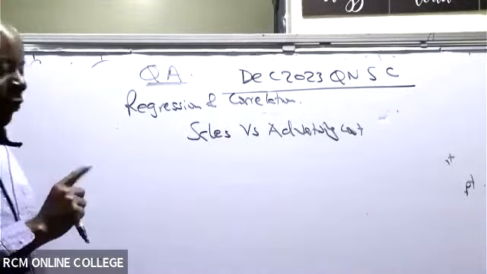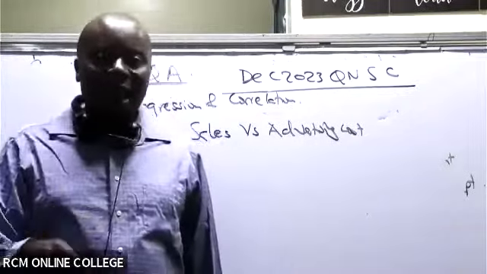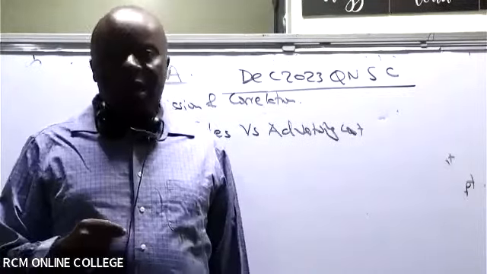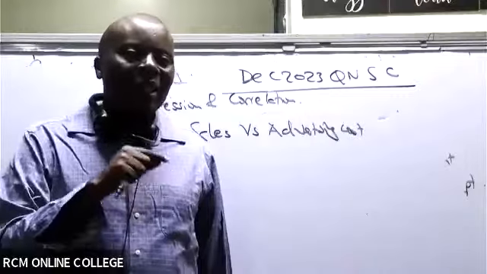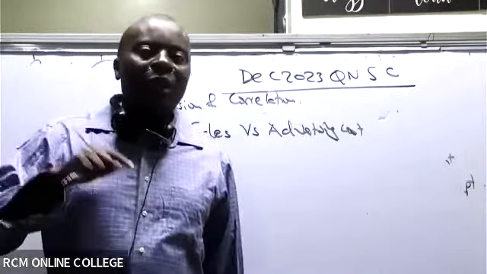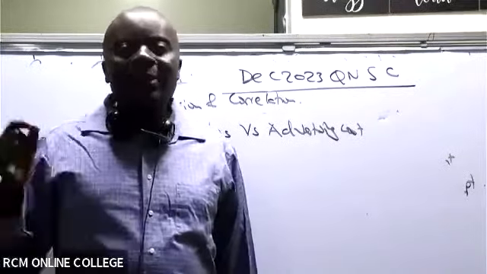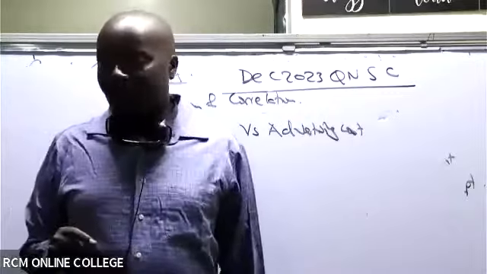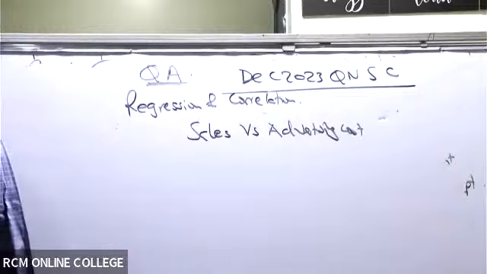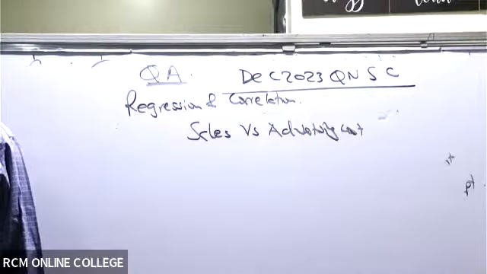Now, here you will have to really look at the responding variable, the one that responds to the other. So let me just put this question to you. Is it true that advertising cost depends on sales? Or is it the other way around? Which one do you think depends on the other? Which one do you think responds to the other?